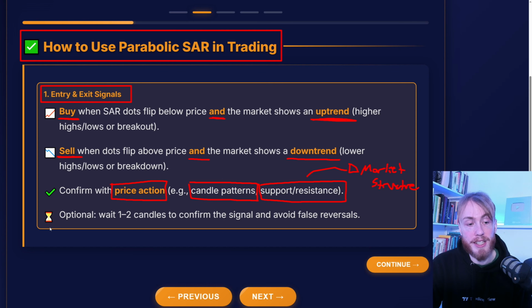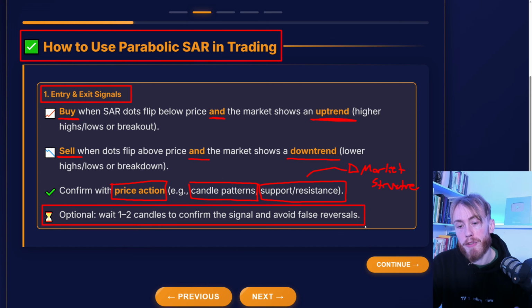But here, optional is to also wait for confirmation candles. So some traders wait for one candle, some traders wait for two candles, but basically many traders don't go with the first flip. They wait for 1 to 2 more dots.